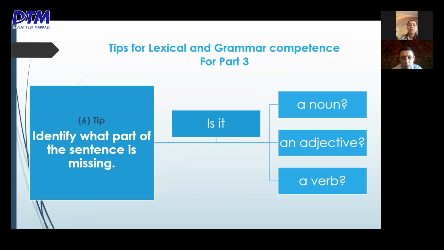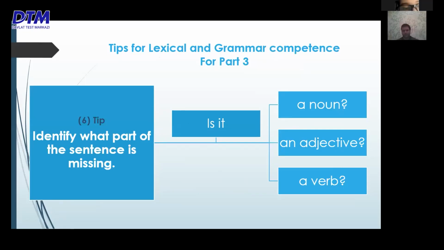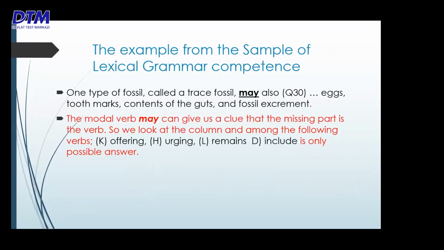Our next step is for part 3. Identify what part of the sentence is missing. Is it a noun, an adjective, or a verb? So let's look at the example. One type of fossil called a trace fossil may also... The word "may" can help you, because after modal verbs we usually use a verb in the simple form.